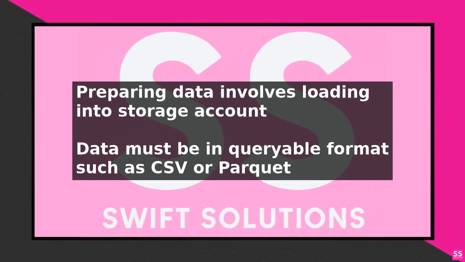Step 5. Optimizing queries. To get the best performance from your queries, you need to optimize them. This involves selecting the right data types and indexing your data. You should also consider using query optimization techniques such as partitioning and caching.